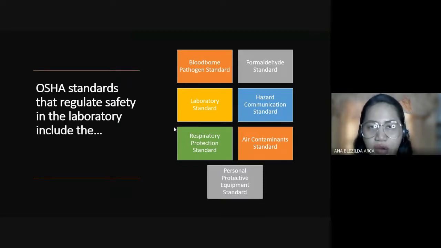If you're going to talk about the OSHA standards in the laboratory, these are the following that is being regulated. Una-una yung mga bloodborne pathogen standard. When you say bloodborne pathogen standard, these are the different infections that you can get coming from blood. So, ang OSHA, meron silang guidelines on how to avoid getting infected by these bloodborne pathogens in the laboratory, 'di ba? Another one is the laboratory standard. Ito yung in general na safety practices in the laboratory natin.